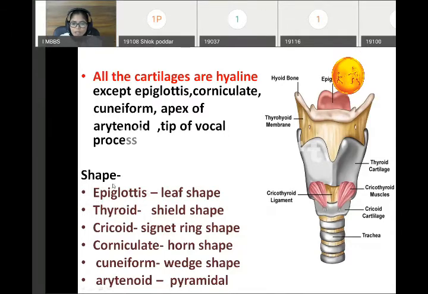Now, the shape of these cartilages. Let's see here, this is the epiglottis. It is leaf shaped. Then the thyroid cartilage, you can see this is the thyroid cartilage. It is shield-like. It protects the larynx from the front. Then the cricoid cartilage is signet ring-shaped. Then corniculate is horn-shaped, cuneiform is wedge-shaped, and arytenoid is pyramidal in shape.